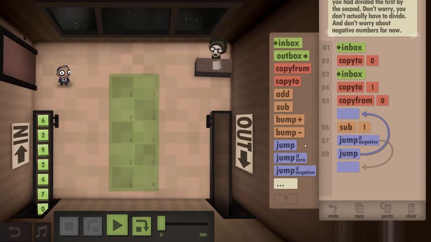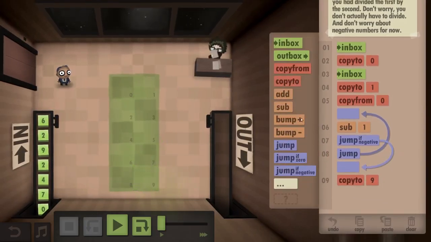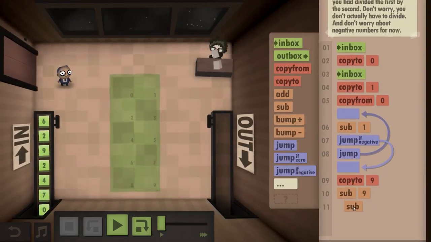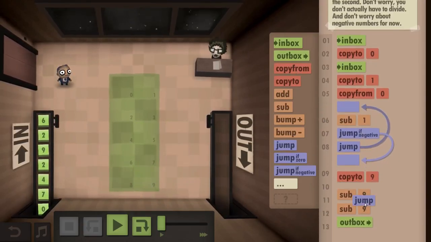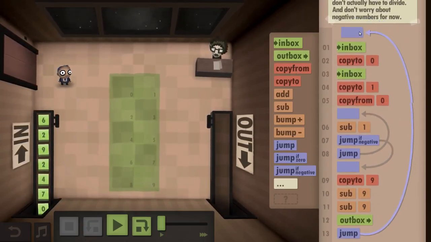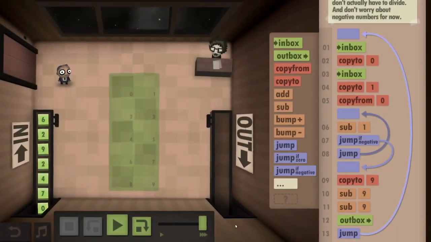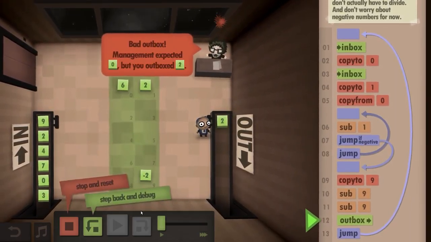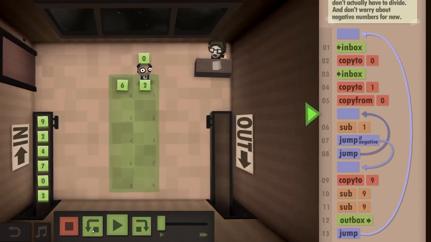Copy from 0. Subtract 1. This is where I want to do. If it's negative, do with the things. If it's not negative, do it again. If it is negative, throw it to the floor. Subtract it twice. Throw it in the outbox. Get back to the beginning.